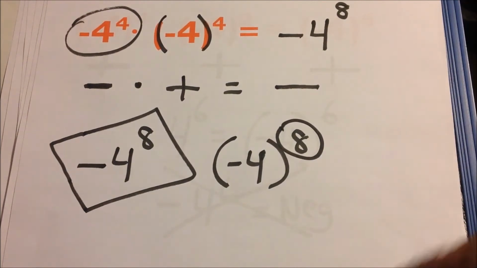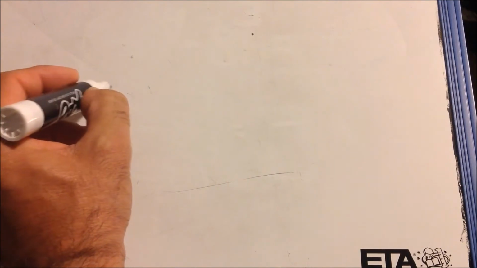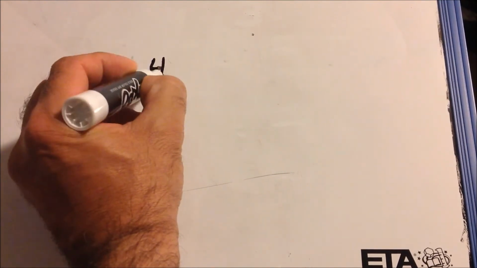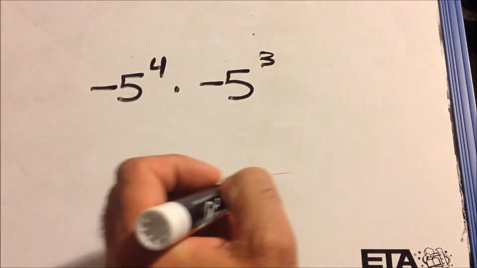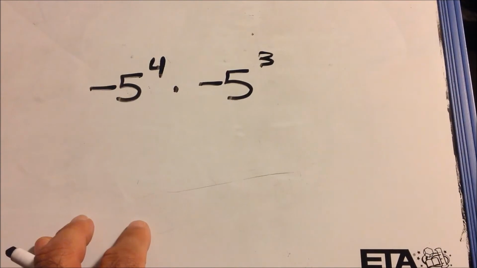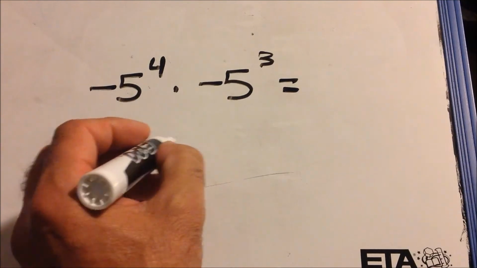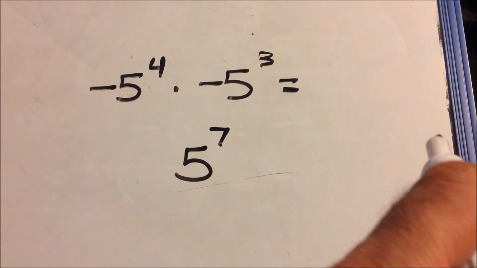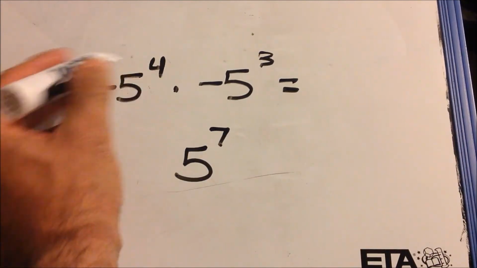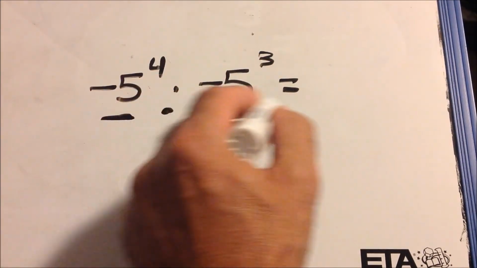Okay? Let's try one more. What if I had, we'll use 5. Let's say I had a negative 5 to the 4th power times a negative 5 to the 3rd power. So now that there's no parentheses here, what should the answer be? So we know we're using a 5, and we're going to add the exponents, but is it negative or positive? So look at this answer here. There's no parentheses, so it will always be negative. No parentheses, it'll always be negative.